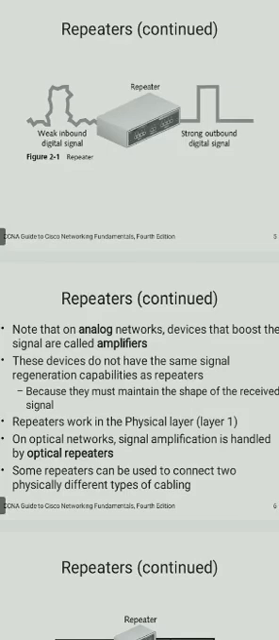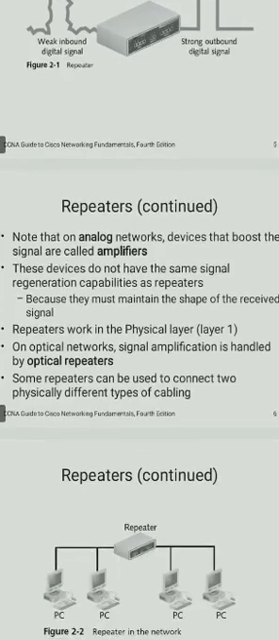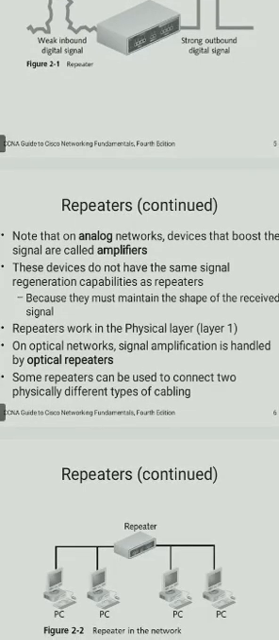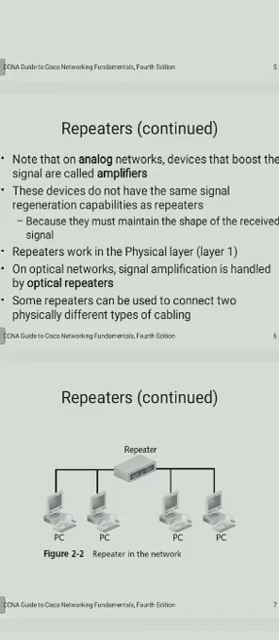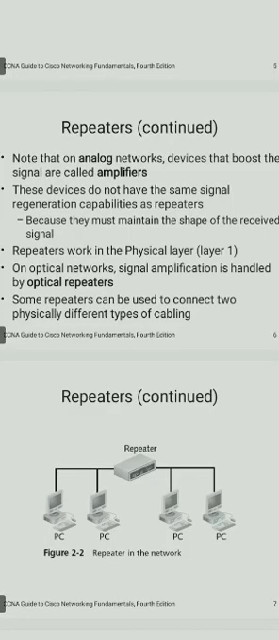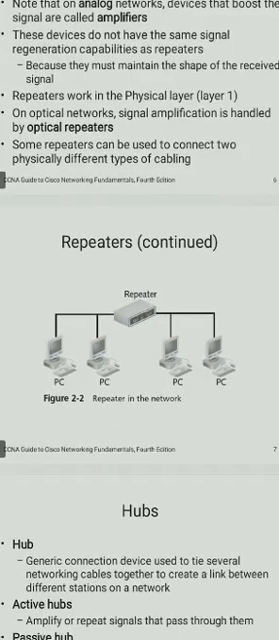Note that on analog networks, devices that boost the signal are called amplifiers. These devices do not have the same signal regeneration capabilities as repeaters because they must maintain the shape of the received signal. Repeaters work in the physical layer, or layer 1. In an optical network, signal amplification is handled by optical repeaters. Some repeaters can be used to connect two physically different types of cabling.